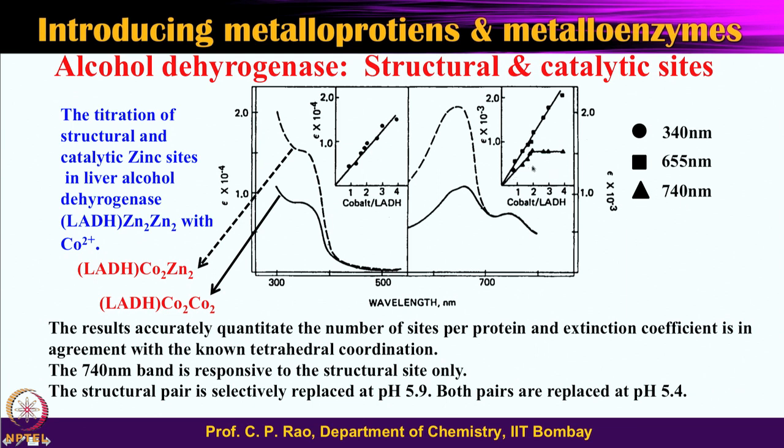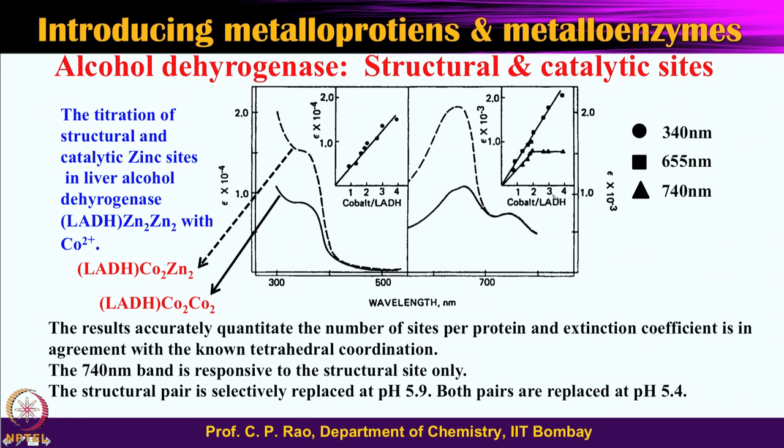You can see that the triangle goes this way and takes a flat region, and this conversion, cobalt by LADH, is 2. That means 2 of the cobalt ions are incorporated. So, you can follow the absorption spectra and then get quantification. Okay. And this 740 is the one which is coming from the structural part of it. So, therefore, the structural part is being replaced.